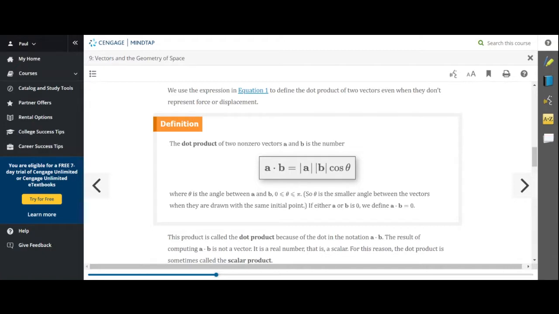Now, it's a good definition, and it makes sense in terms of applications, but the issue is that if you want to find the dot product between two vectors, you have to know the angle between those two vectors. Think about two vectors lying in a plane. What's the angle between the two vectors in that plane? So there's actually another way to compute the dot product.